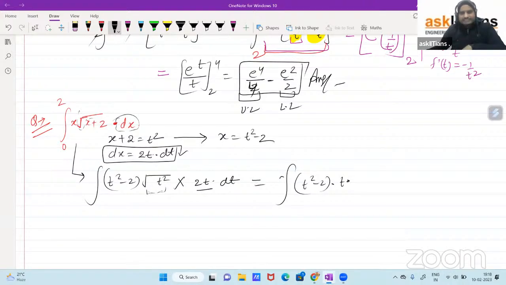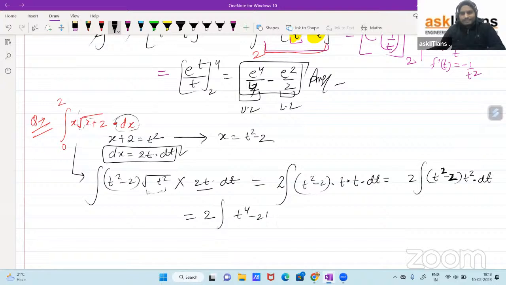So you can extract this 2 outside because it is a constant. You will be left with t into t dt. So 2 integration of t square minus 2 into t square dt. So you are getting 2, and this you can write as t power 4 minus 2t square dt.